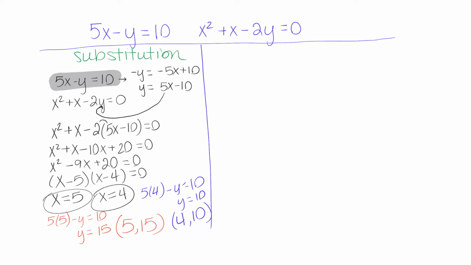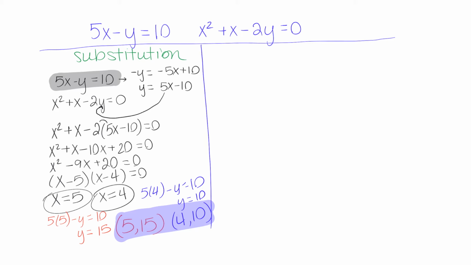Okay, so I did this using substitution, and I got two solutions. And the reason I got two solutions is because when I substituted in for y, I had a quadratic, and then I factored my quadratic because it was equal to 0. Remember, it has to be equal to 0 if you're going to factor. And that's where I got two x's. Then I plugged each x in individually to find its y. So I got two solutions.